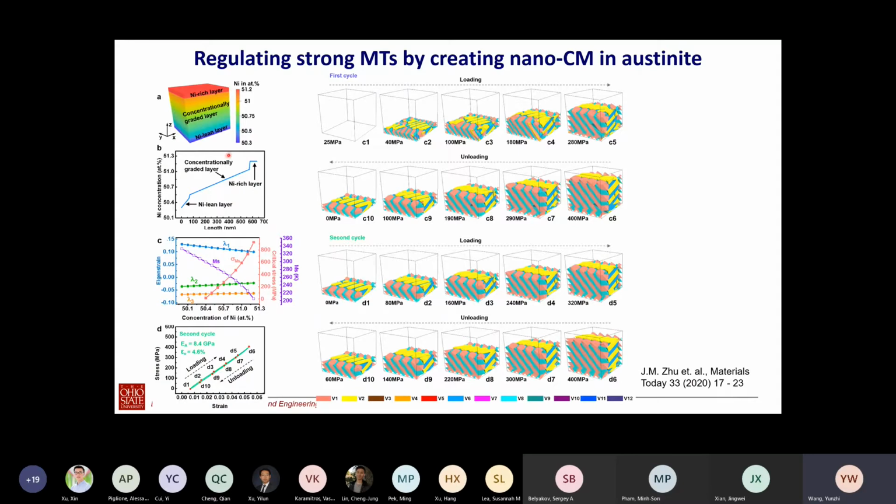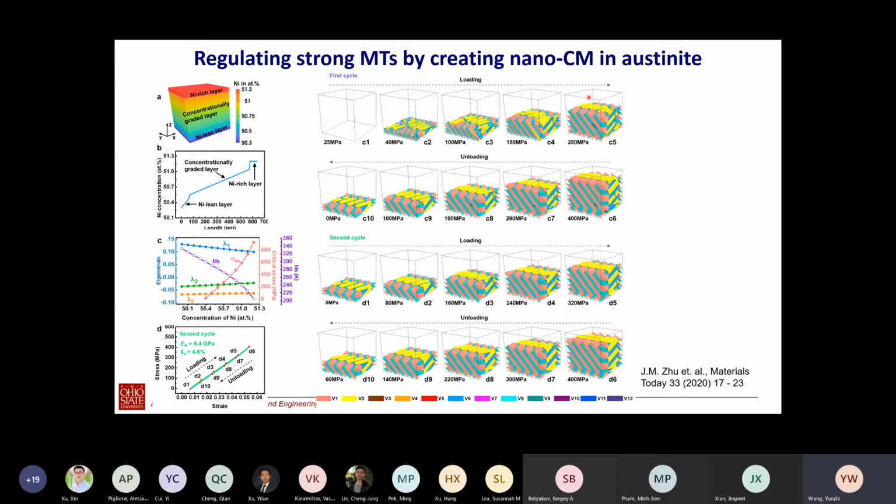Here, as we learned from the previous case, you will have a nickel-rich layer. This one is very hard to transform into martensite. Then you're going to have a nickel-lean layer. And this one wants to stay as martensite, and doesn't want to transform into austenite. Then you start with 100% austenite in the film, and you load. In the first cycle, you induce martensite, and the transformation grows gradually, but you can never transform 100% because this is a nickel-rich layer.